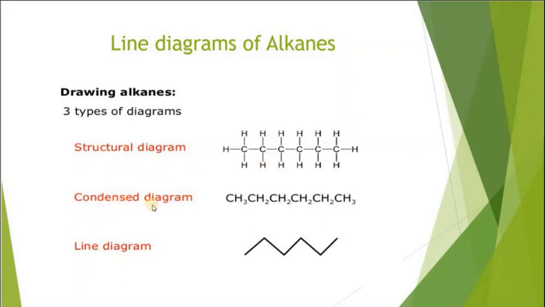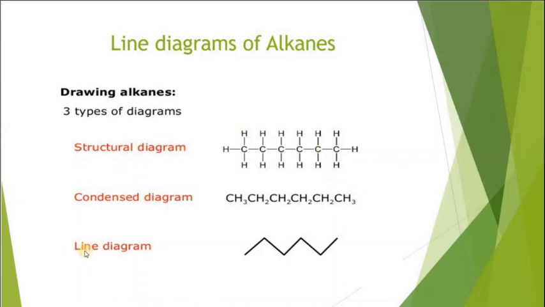It can be a condensed diagram. In a condensed diagram, usually we write CH3, CH2. The terminal carbons are written as CH3. The middle carbon atoms are written as CH2, CH2. There is no line in between. It is understood that they are bonded by a single bond. And again, the terminal carbon is shown by CH3.